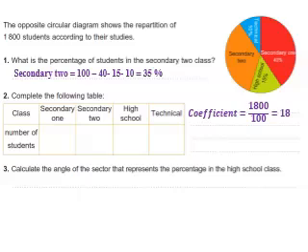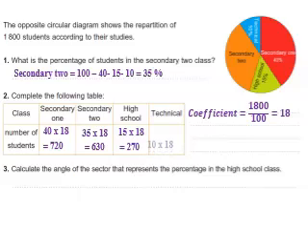So in secondary 1, it's 40%. So 40 times 18 is 720. So 720 students are in secondary 1. Also, to find the number of students in secondary 2, we multiply its percentage, which is 35, we calculated it, times 18, which is 630. And then the high school, which is 15. 15 times 18 is 270. And the technical, which is 10% times 18, is 180.